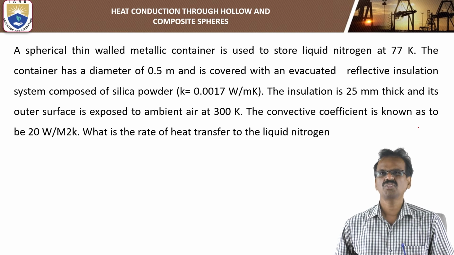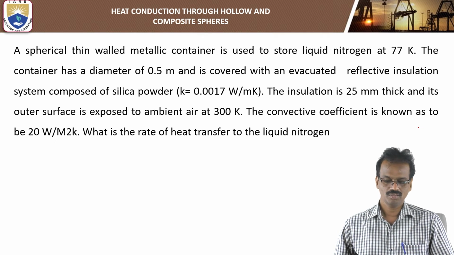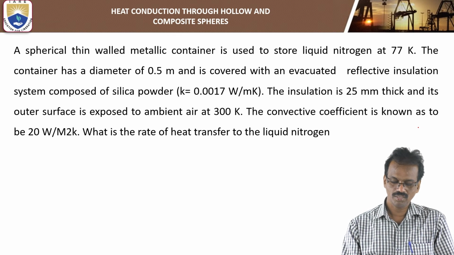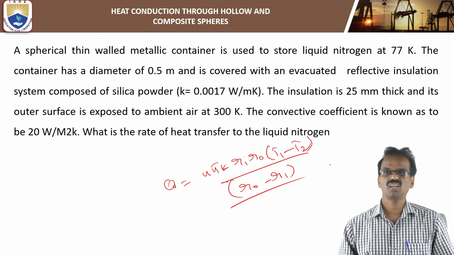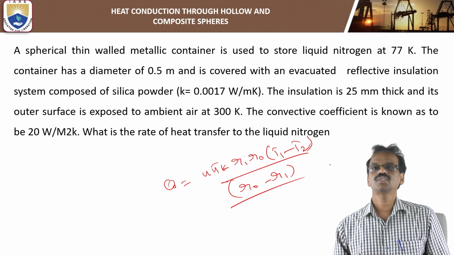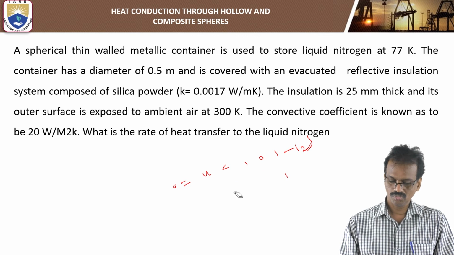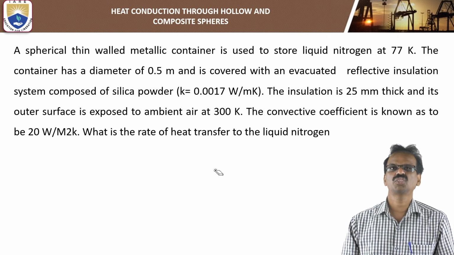Okay, now we'll see one numerical based upon the rate of heat transfer in a single sphere. You know that we have already found that formula: Q is equal to 4 pi K Ri R naught (T1 minus T2) divided by (R naught minus Ri). This formula was already derived. Based upon this formula, we will solve this numerical. Just read this numerical and understand the data given in it.